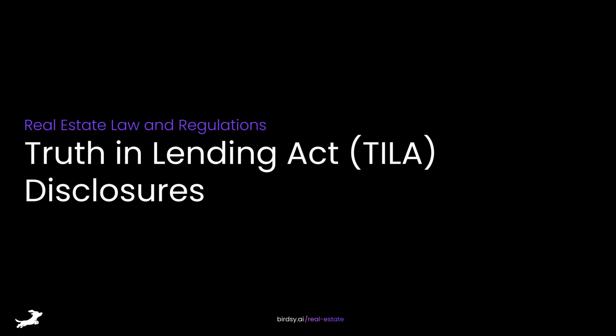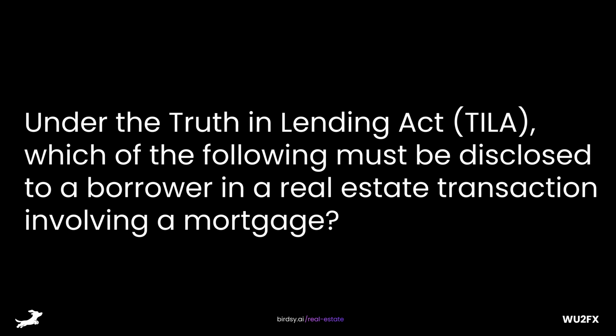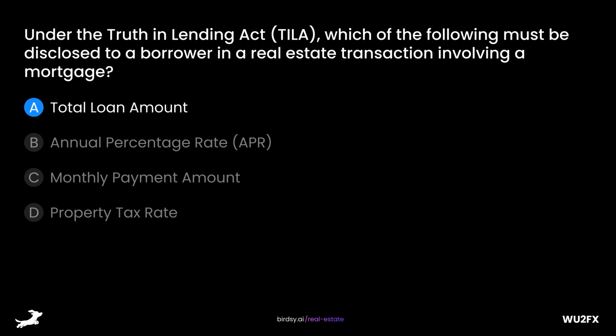Truth in Lending Act disclosures. Under the Truth in Lending Act, which of the following must be disclosed to a borrower in a real estate transaction involving a mortgage? Is it A, total loan amount? B, annual percentage rate? C, monthly payment amount? Or D, property tax rate? The answer is B, annual percentage rate.